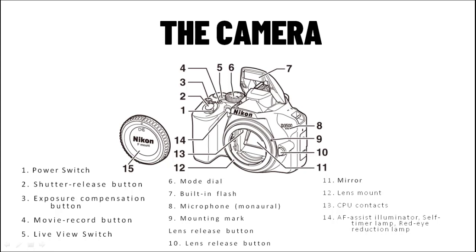It also comes on when you're snapping a self timer picture, and also it comes on in a very dark place where there is a propensity to have red eye in the image, in order to reduce that very effect. And then this number 15 is the body cap, the lens body cap. You use it to cover this very camera body.